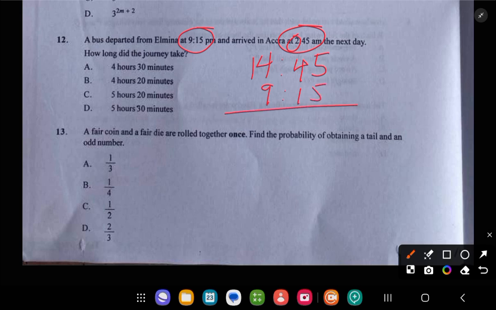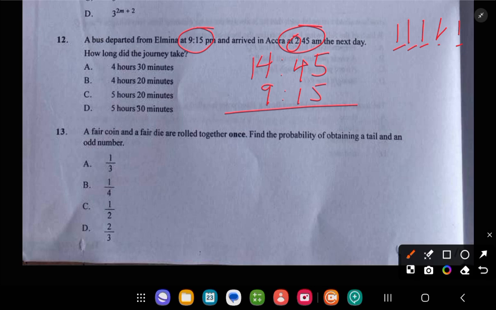Or you can use the approach of just looking at it, so counting the number of hours. So 10, 11, 12, 1, 2. So you have how many hours there? 1, 2, 3, 4, 5. 5 hours. Great.